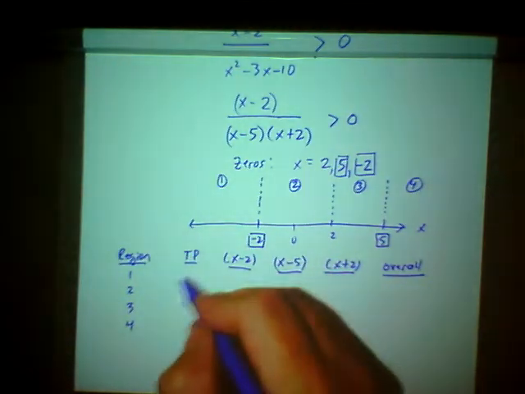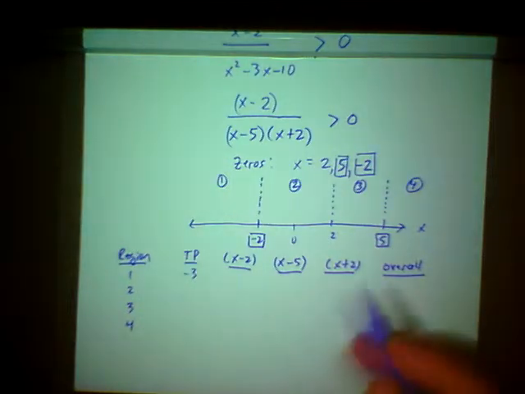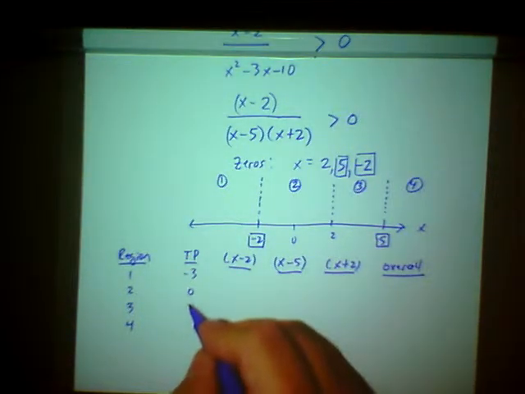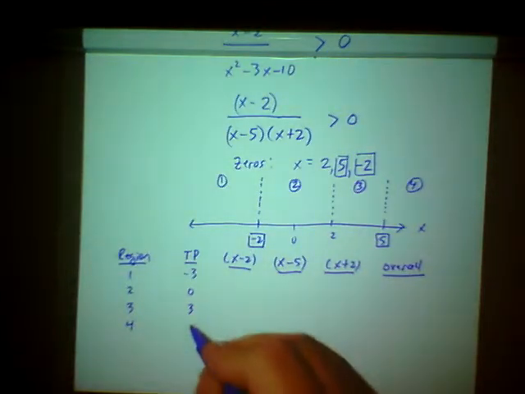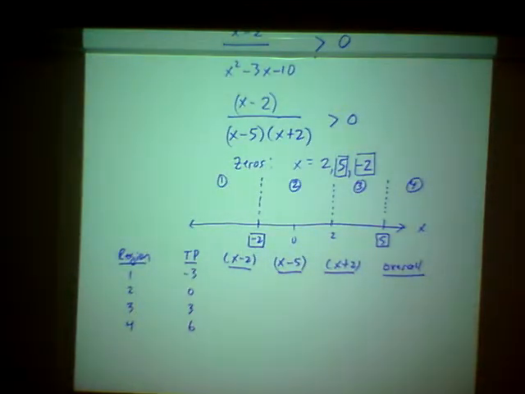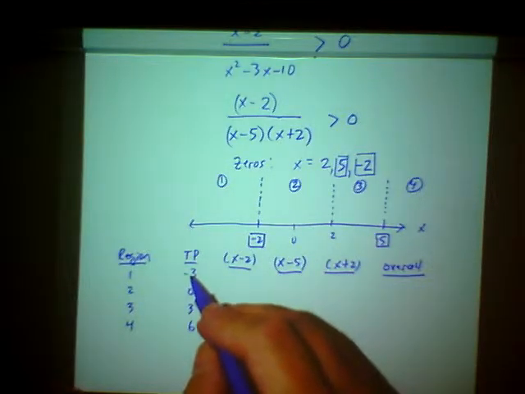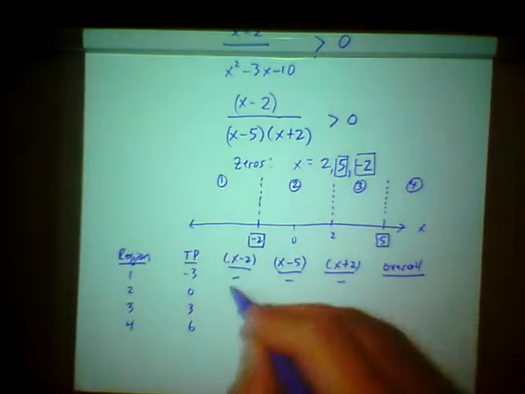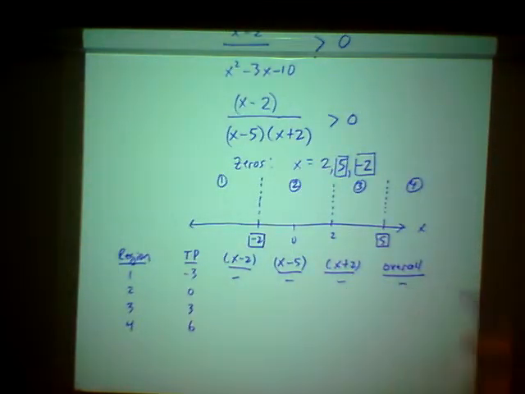For region 1, I'll choose minus 3. For region 2, I'll choose 0. For region 3, I'll choose 3. For region 4, I'll choose 6. So let's do our sign chart. For region 1, minus 3, negative, negative, negative. You multiply 3 negatives, you still get a negative.